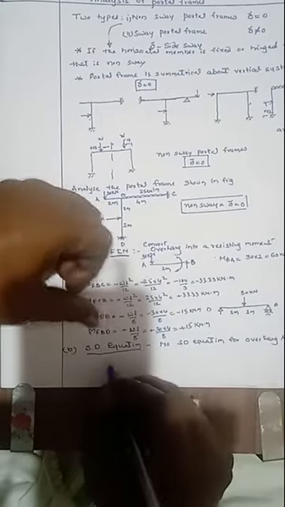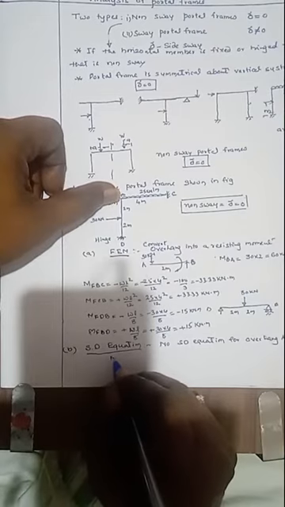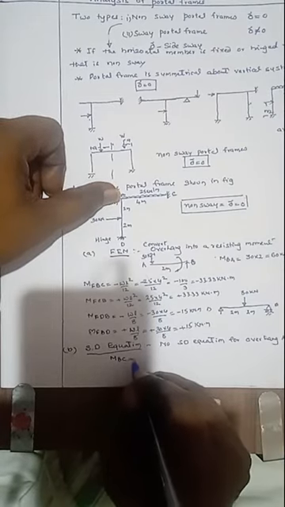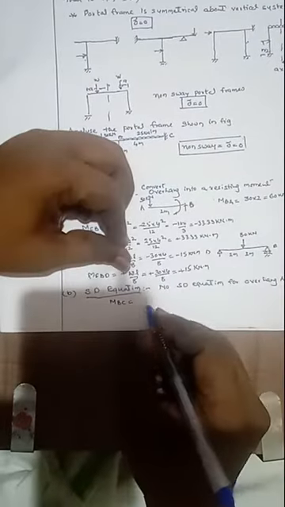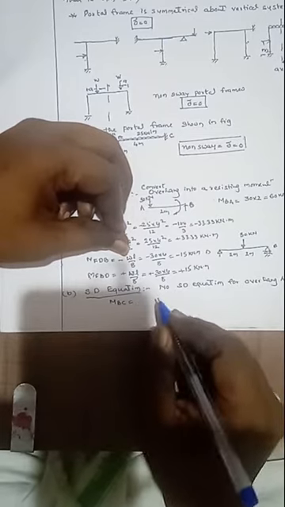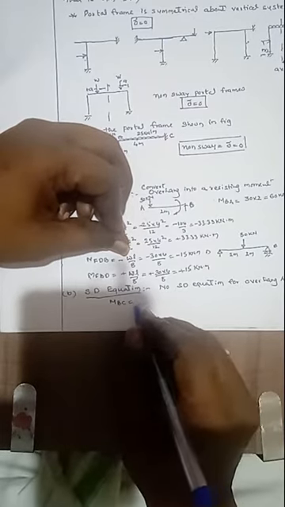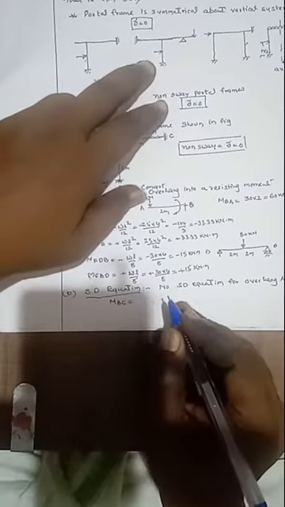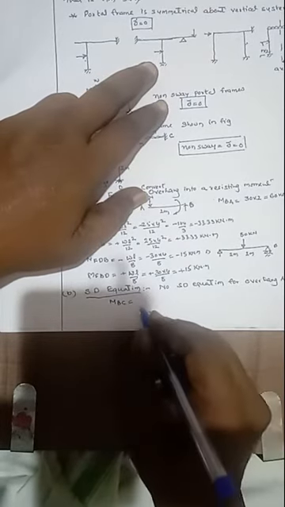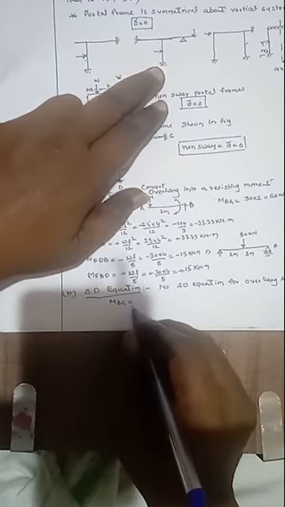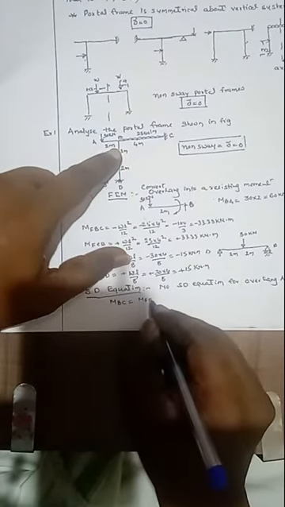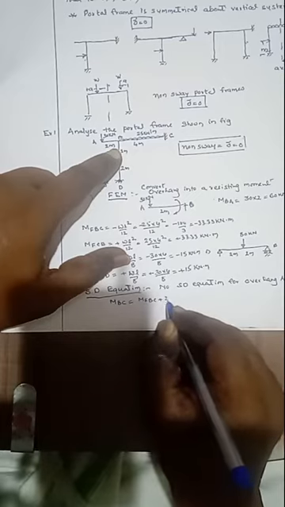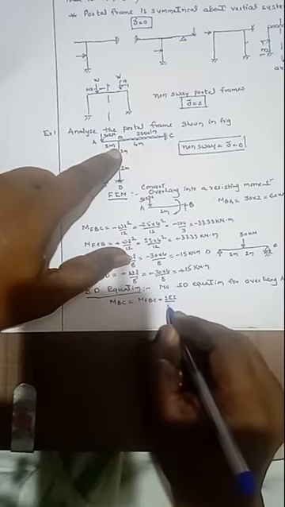Then for the MBC, here you have to write MBC. That one is given by the general expression: M_EB equals MF_AB plus 2EI by L, inside the bracket 2 theta A plus theta B minus 3 delta by L, where L is the length of the member considered.